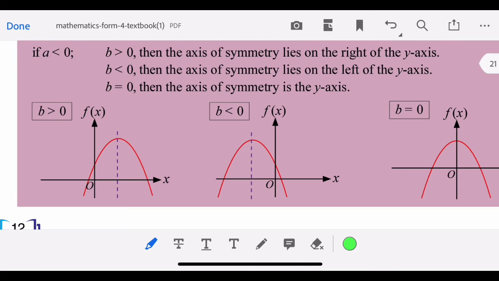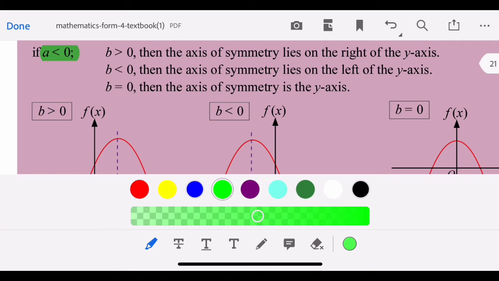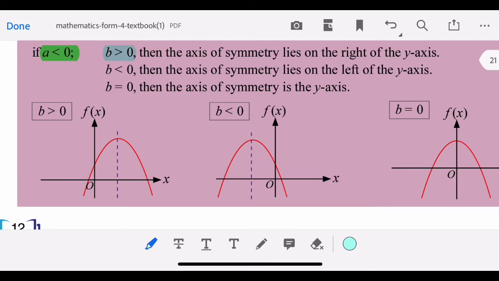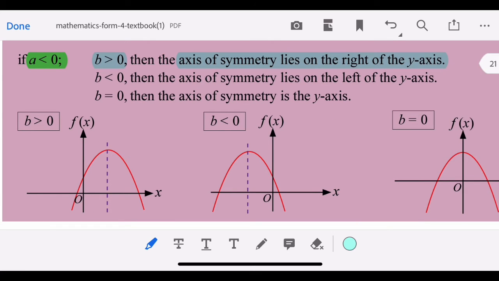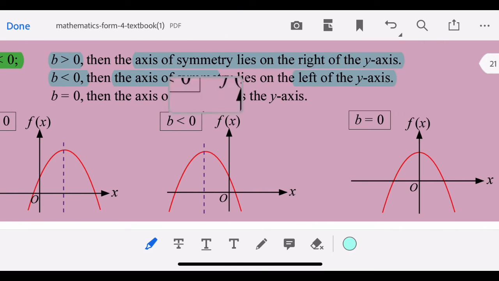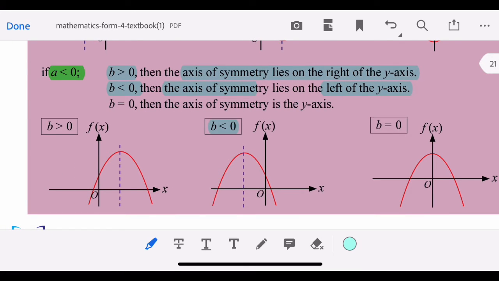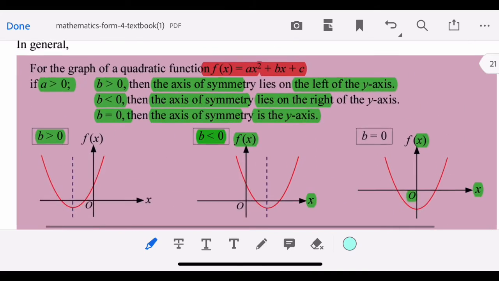For the n shape, when a is less than 0, you will observe that for b more than 0, the axis of symmetry lies on the right of the y-axis. For b less than 0, the axis of symmetry lies on the left of the y-axis. When b is less than 0 it is on the left, and when b is more than 0 it is on the right. It's totally opposite from just now.